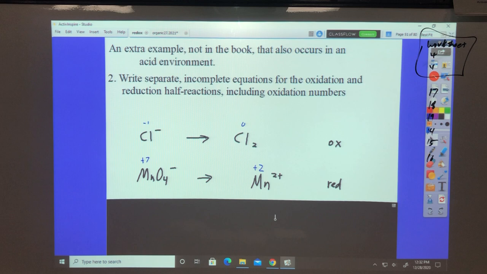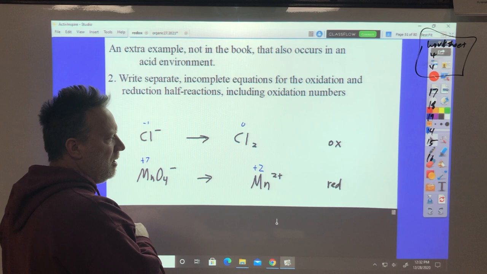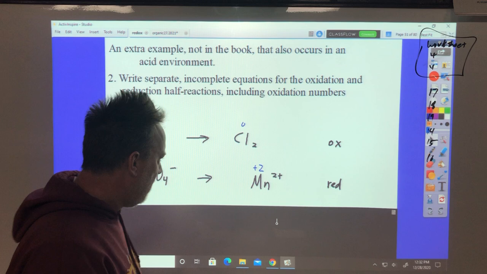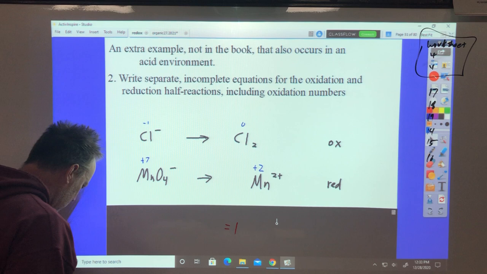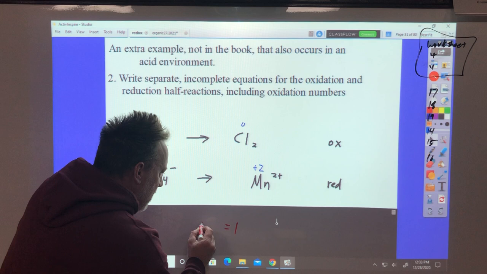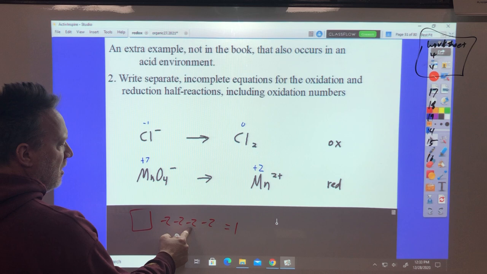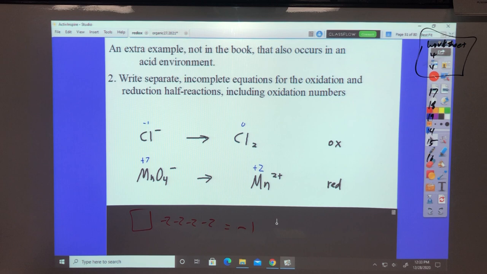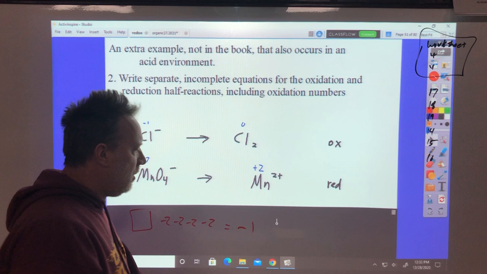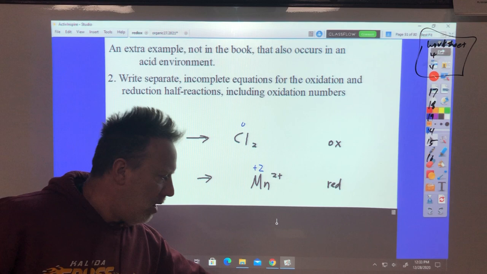Permanganate ion, the manganese part of that has a plus seven oxidation number. Manganese ion's two positive. Again, you might ask, how do you know that's plus seven? Because they have to add to the charge, and the charge is minus one. And there's four oxygen, and one of the rules says oxygen is minus two apiece. Minus two, minus two, minus two, minus two, to give you minus one for that charge. You should be able to do that. It's not hard. Whether or not something's hard shouldn't be much of a criterion on whether or not you decide to do it.